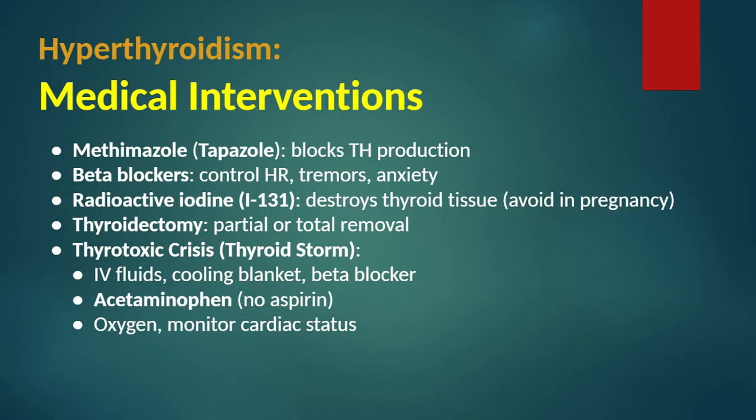Radioactive iodine therapy, I-131 or RAI, is another common treatment. It works by selectively destroying thyroid tissue, which reduces hormone production. This therapy is usually given orally and is effective for most adults. However, it's contraindicated in pregnancy and breastfeeding because it can damage the fetus or infant's thyroid gland.